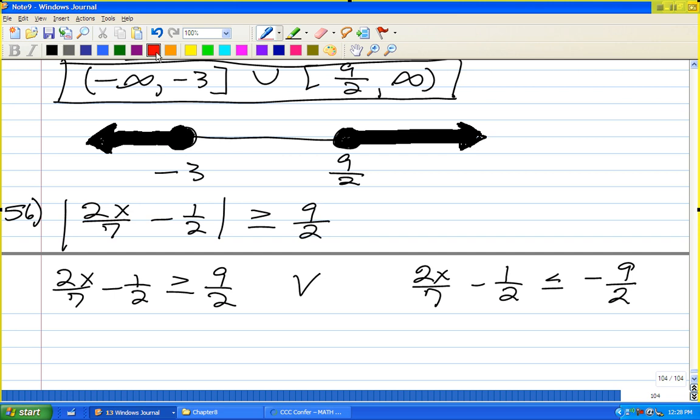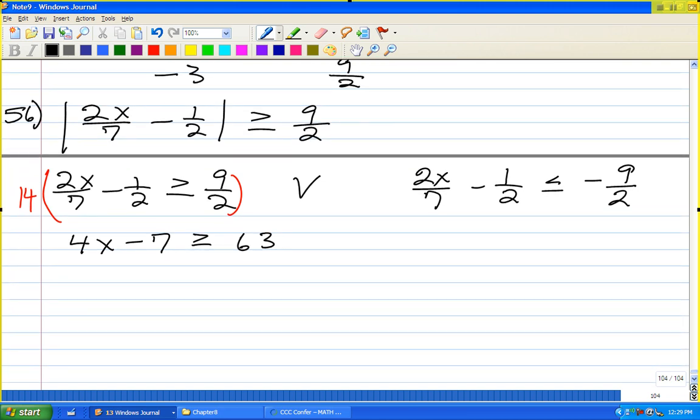Let me solve each of these inequalities separately. So let me get rid of the fractions. Actually, it'd be easier to just add 9/2 and a half to get 5, but let me assume that I don't see that. Let me multiply both sides by 14, the least common denominator. 14 divided by 7 is 2 times 2x is 4x. 14 divided by 2 is 7 times negative 1 is negative 7. It's greater than or equal to, because I'm multiplying by a positive constant. 14 divided by 2 is 7 times 9 is 63.